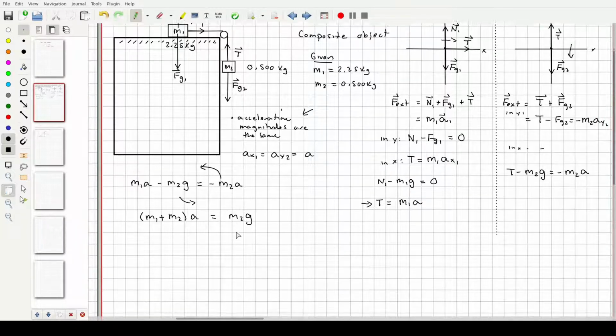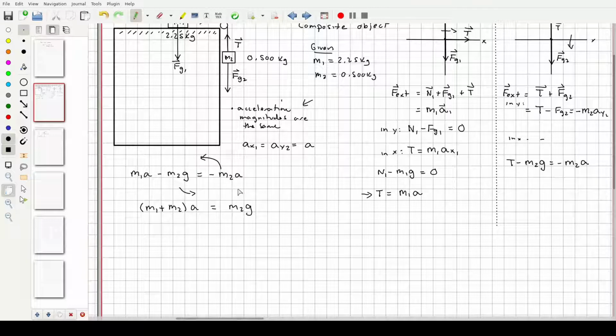Now, let's look at what this is telling us, right? So this really, remember, is the weight of object number 2. The force right here, its weight, is moving both masses. All right, it's moving both masses, not just M1, but also M2. This is your composite object right here, okay? So if you want the acceleration, all you have to do is to solve for it.